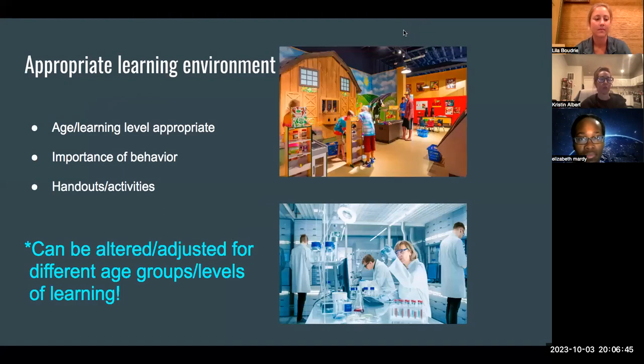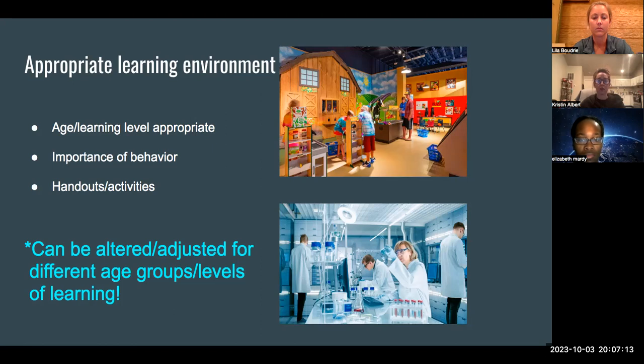So one of the first things you want to take into consideration is you want to plan an appropriate learning environment. You want your setting to be age and learning level appropriate. You don't want to take a group of adults to a children's museum, and you don't want to take a group of small children to like a really complex, high-tech laboratory. And wherever you go, you want to stress the importance of behavior. That's for children and adults alike.